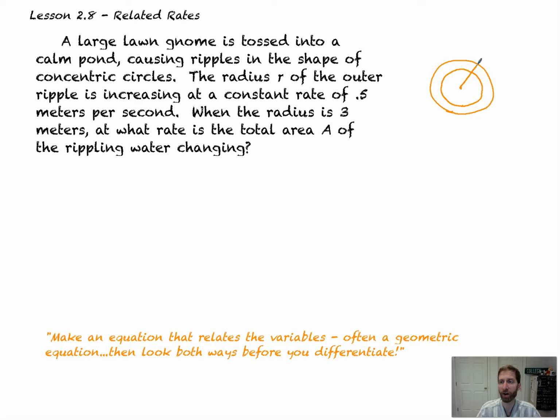So I like to draw a diagram where I can. So that'd be this radius right here, is increasing at a constant rate of 0.5 meters per second. So it's pretty fast actually. It's like whoop, like that. When the radius is 3 meters, at what rate is the total area of the rippling water changing?